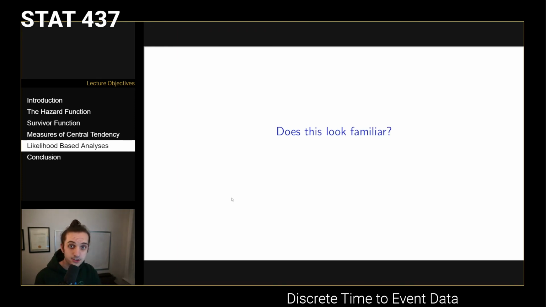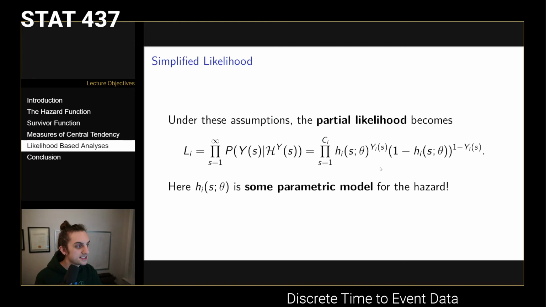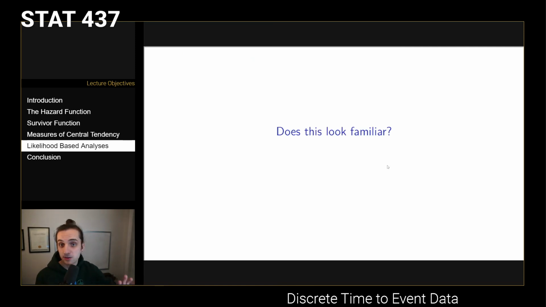And then I asked the question, does this look familiar? The reason that I asked this is because this is basically going to be a binomial likelihood problem. This is essentially what we were dealing with the transition probabilities as well, right? And so, does this look familiar? Well, I hope so, because this has come up not only in this course, but probably beforehand as well.